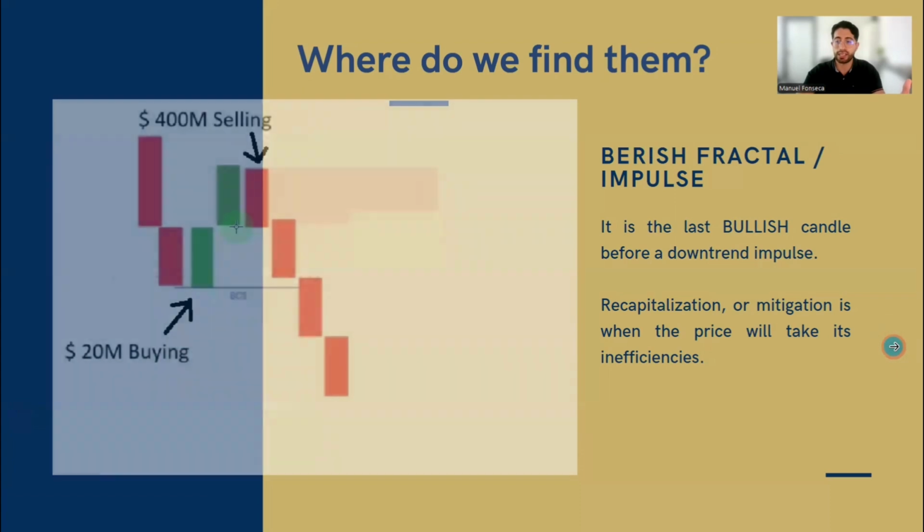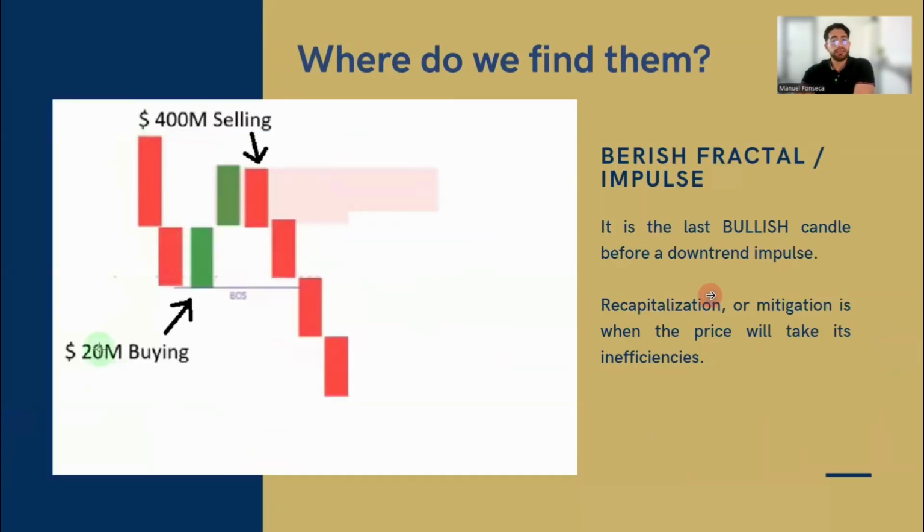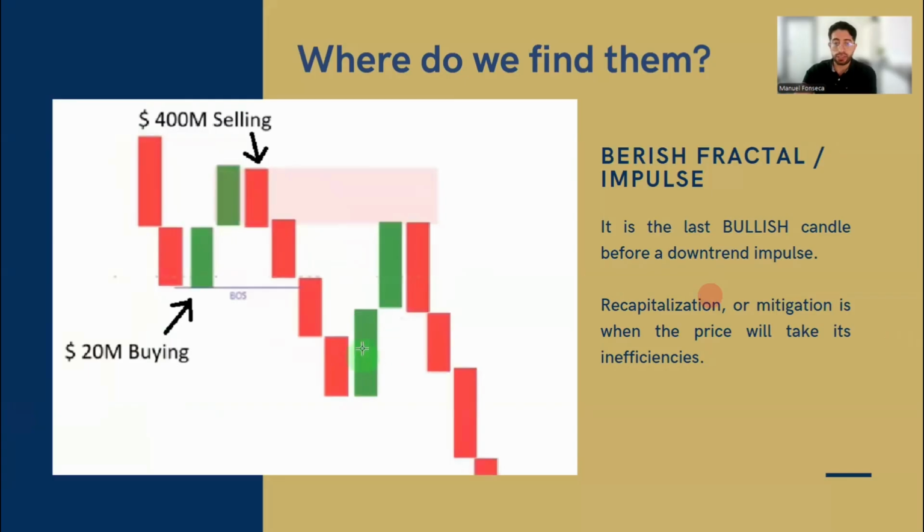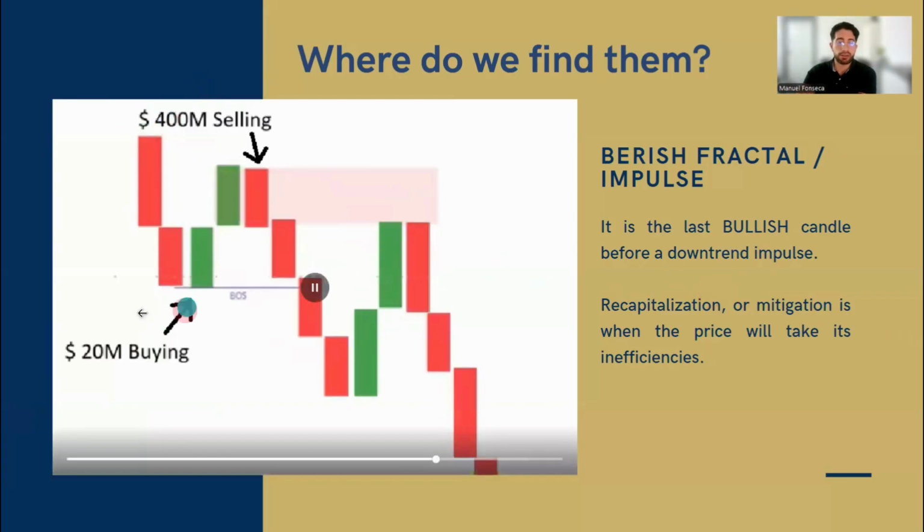Excellent. Now let's see the example of a bearish fractal, same story. It is the last bullish candle before the downtrend. Pullback and recapitalization or mitigation is when the price will take its inefficiencies. The same happened. They were selling here again for 100 millions. They just pushed it up by buying certain millions. They left here the order block.